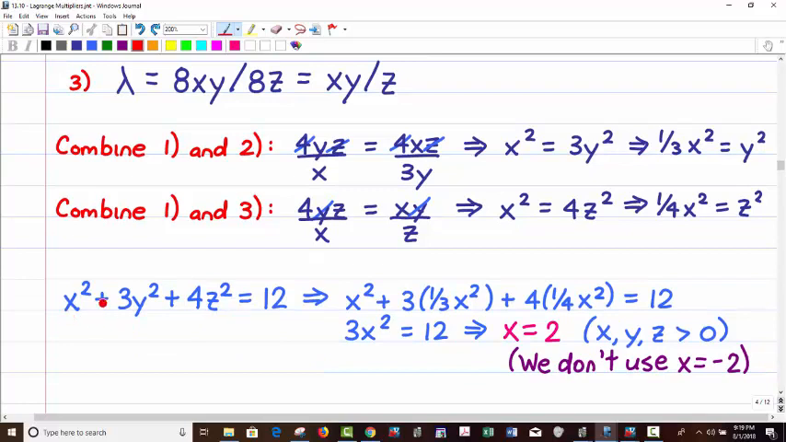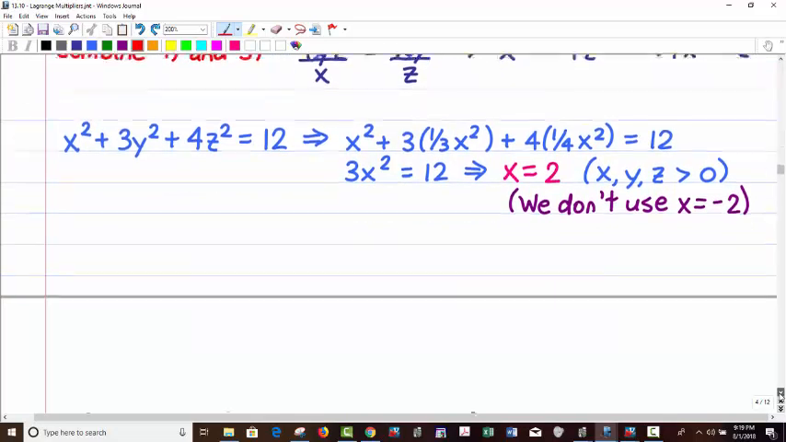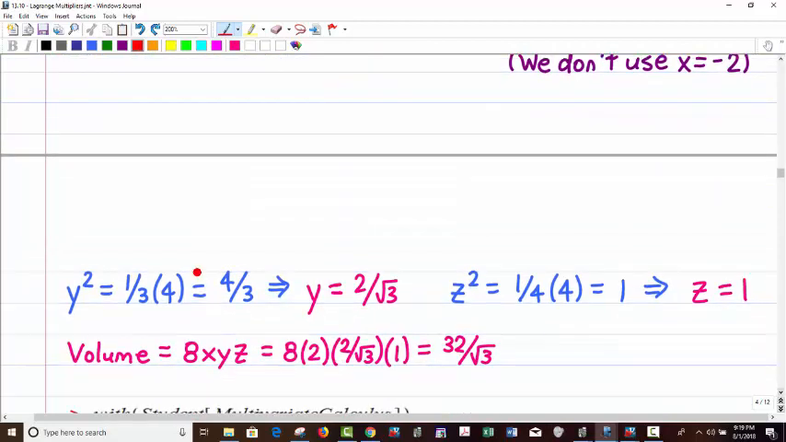So here's our constraint equation. I'm going to substitute the y squared, which is now 1/3 x squared, and the z squared, which is 1/4 x squared. 3x squared equals 12. And then x squared equals 4, so x equals plus or minus 2, but we're not using the negative 2, so we only need the positive 2 here, because like I said at the beginning of the problem, we're just looking for the positive values. So now that we have x equals 2, we can easily find y and z.